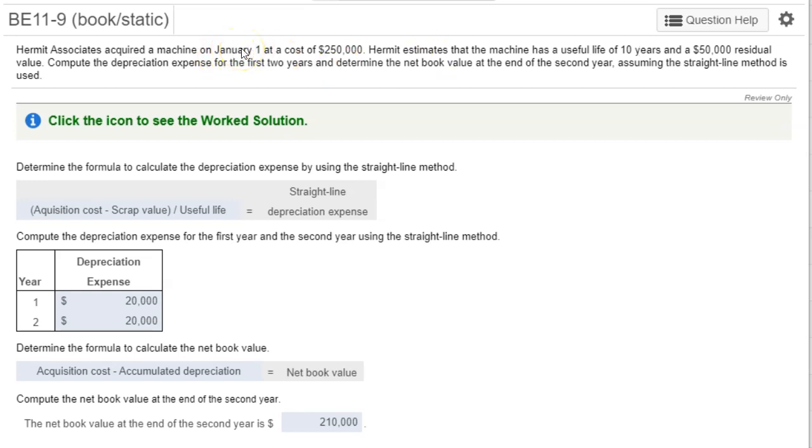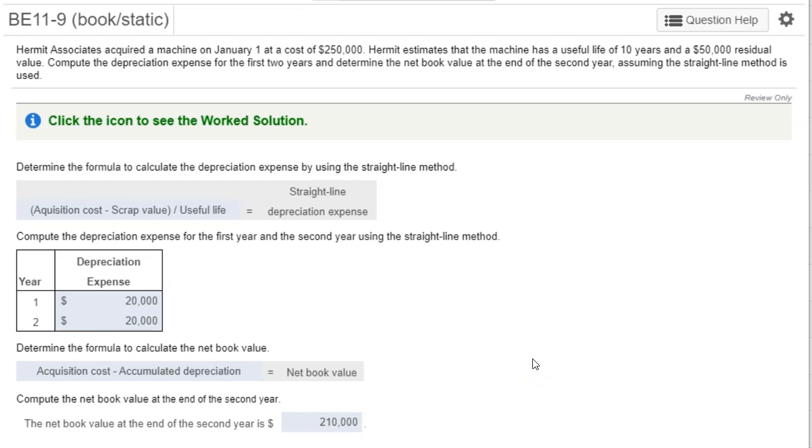So in the first year, we take 20,000 of depreciation expense, and in the second year, we have the same amount. At the end of the second year, we want to determine its net book value. We can see our formula as it's indicated here. It's the original cost minus the depreciation to date. We see that we have $40,000 of depreciation to date. The original cost was $250. 250 minus 40 gives us 210. So that is our nice and easy straight line.